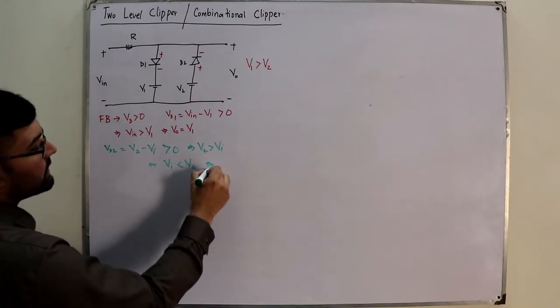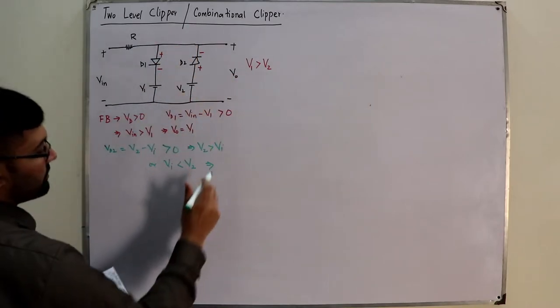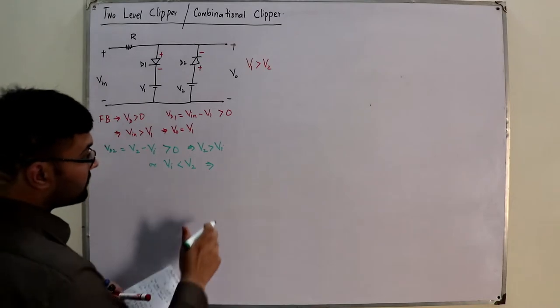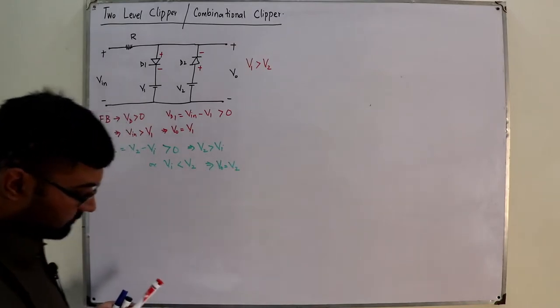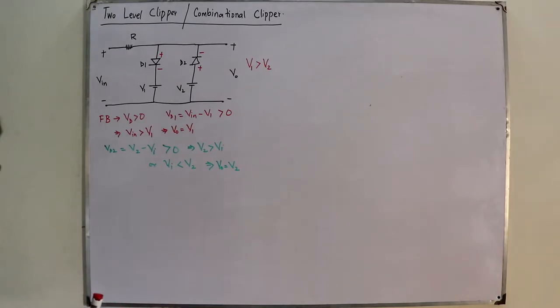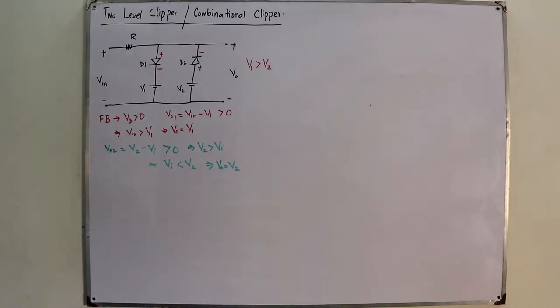So this would imply a short circuit, so the current would flow through this. V0 would be equal to V2. Is that fine till here? Yes. Now, let us draw it.